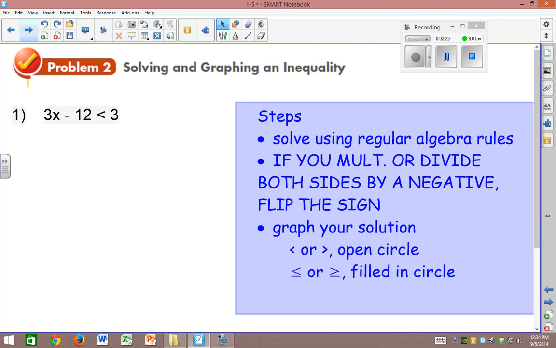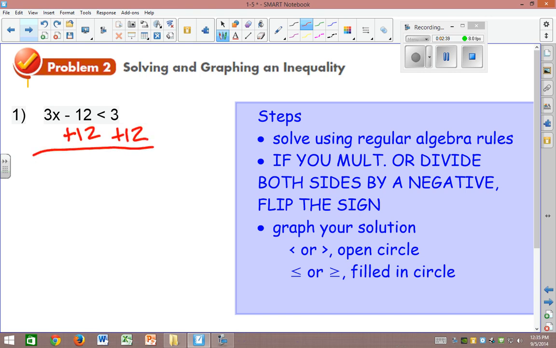Okay, and then we're going to graph it. Remember, if you have less than or greater than, it's an open circle. If you have a little equal sign with it, you got to fill in that circle. Okay, so we're pretending this is an equal sign. Cow's got to be on the same side of the fence. Move the 12 over, so adding 12 on both sides. And 3x is less than 15. Divide by 3, which is not a negative, so it's just x less than 5.